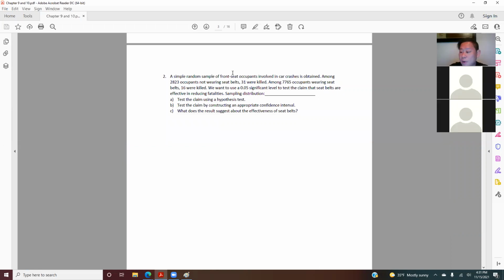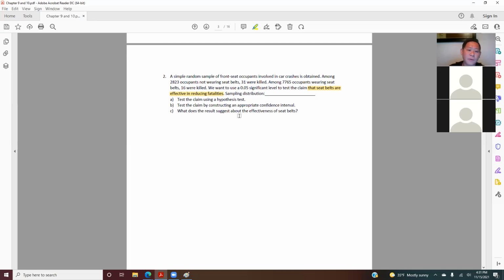So we're going to talk about 9.1. This is question number 2 in 9.1. The claim statement given here is that seat belts are effective in reducing fatalities. This one is very important, because your finals look very similar to this.